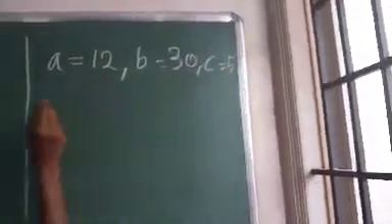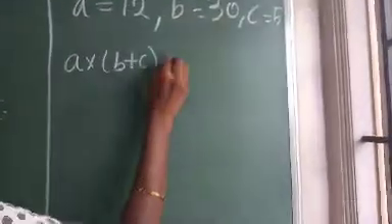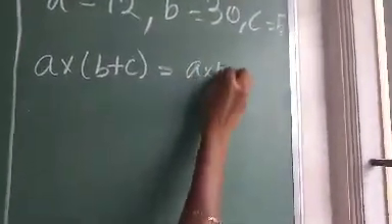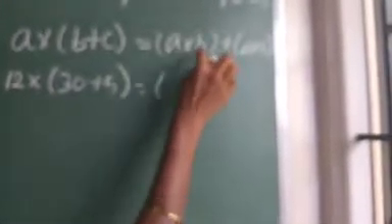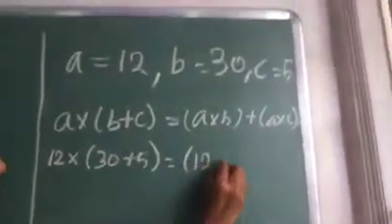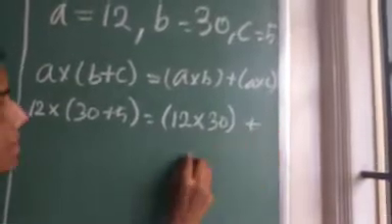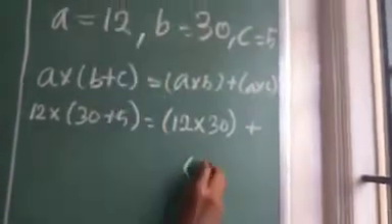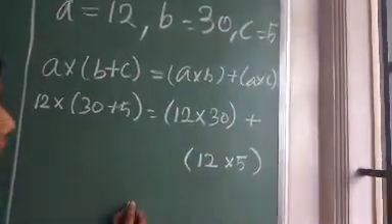Now you apply the distributive property. What is the distributive property? A into B plus C equals A into B plus A into C. So that is 12 into B plus C, B value is 30, 30 plus 5, equal to, first A into B, A value is 12, so 12 into B value 30, 12 into 30 plus A into C. A value is 12 and C value is how much? 5. 12 into 5. Now you multiply.